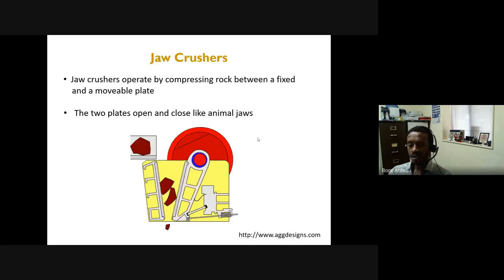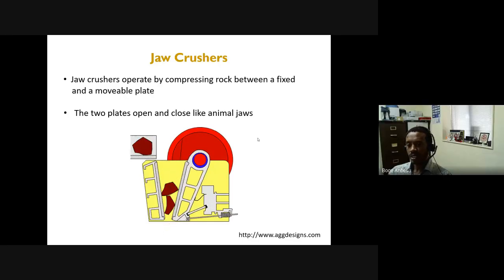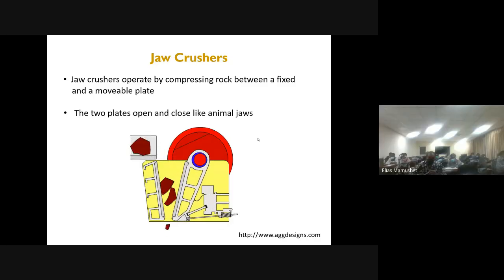And usually it's done to help us with size management, help us with handling of the rock in a better way, helps us with transporting the rock over a conveyor belt, and so on.